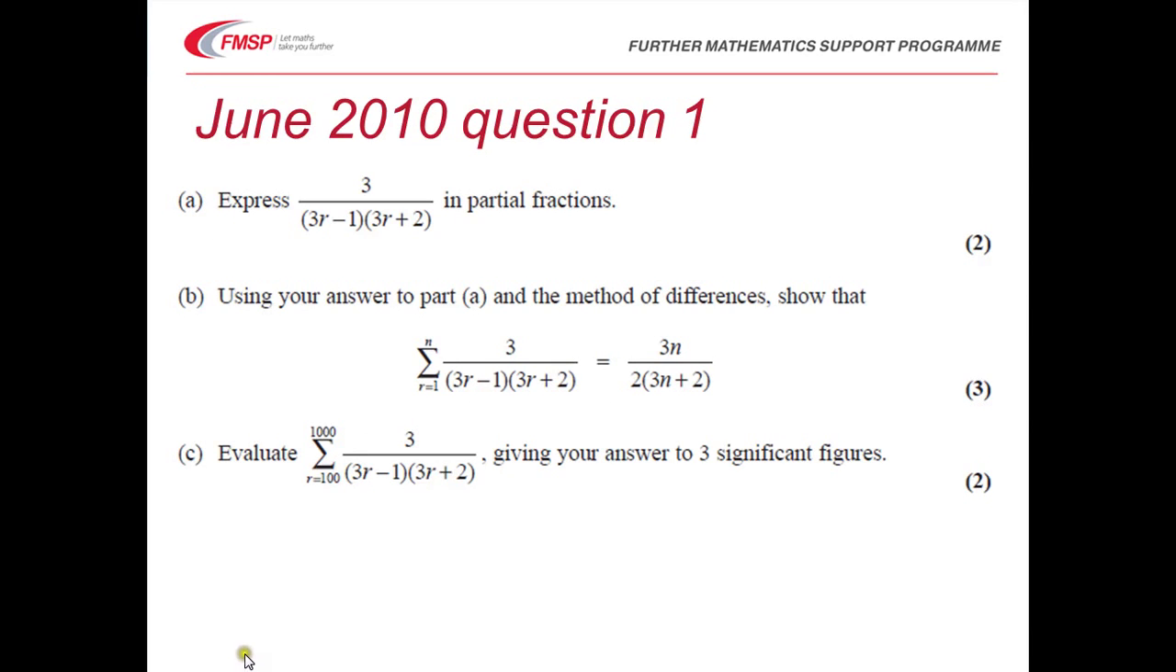So let's look at an example. This is June 2010, question 1. The first part is core 4 work. Just find partial fractions. So, big sigh of relief there. Part B, using your answer to part A, you must use those partial fractions you found. And the method of differences, you must use this method. And then just watch part C. That limit there. Take care.